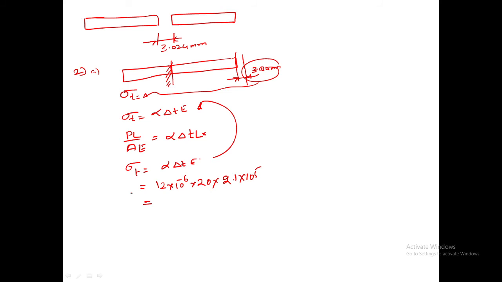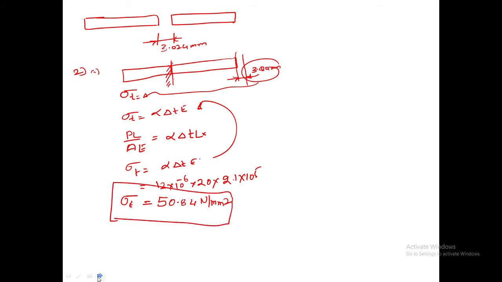Sir, 50.4 Newton per mm square. Now the stress which is going to be induced here is 50.84 Newton per mm square. This is what, the second case.